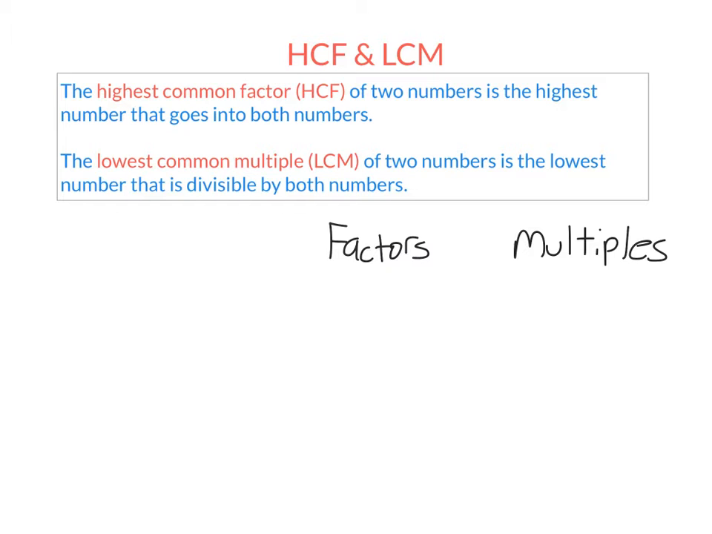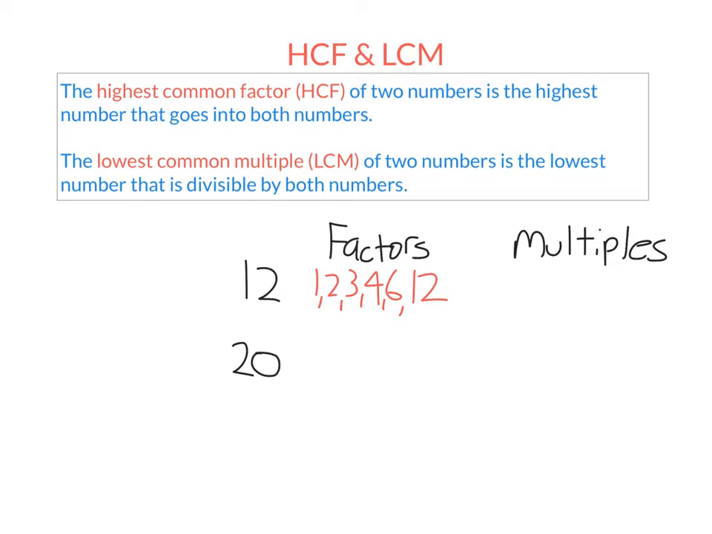So we're going to start with two numbers, because you have to calculate the lowest common multiple or highest common factor of two or more numbers. I'll just start with 12 and 20. In the previous video, we calculated the factors of 12. They're all the numbers that go into 12. So all of these numbers go evenly into 12.